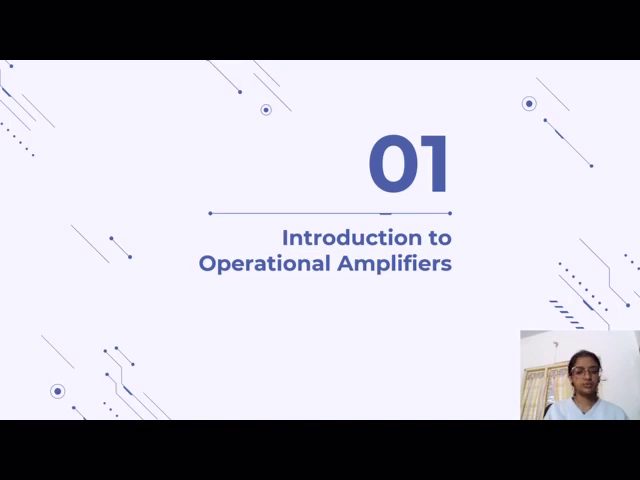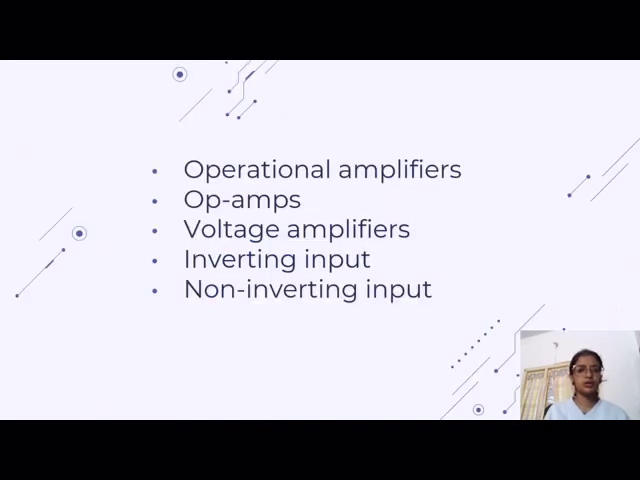Introduction to operational amplifiers. Operational amplifiers, or op-amps for short, are one of the most important components in modern electronics. They are used in a wide range of applications, from audio amplifiers to signal processing circuits. Op-amps are essentially high-gain voltage amplifiers that can amplify signals with very little distortion. They have two input terminals, an inverting input and a non-inverting input, and one output terminal. The output voltage is proportional to the difference between the two input voltages.